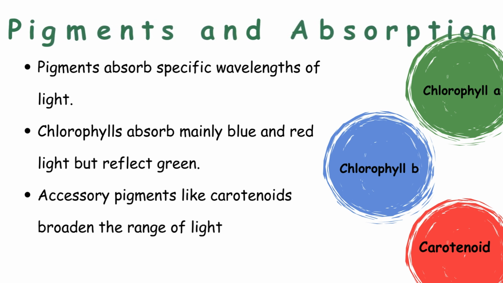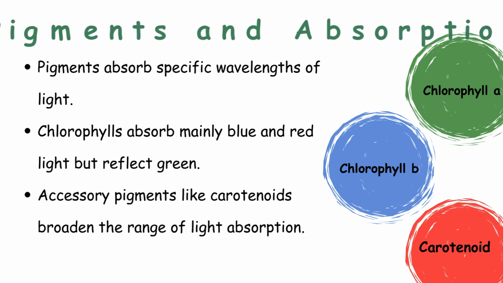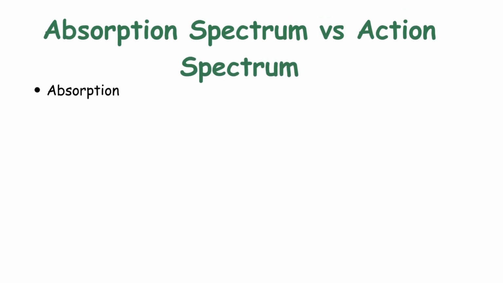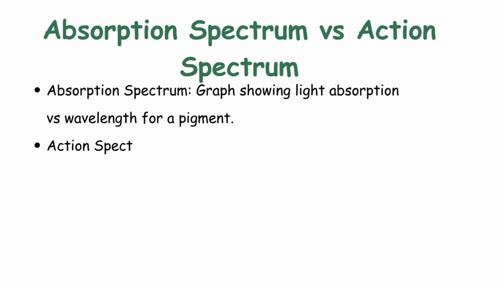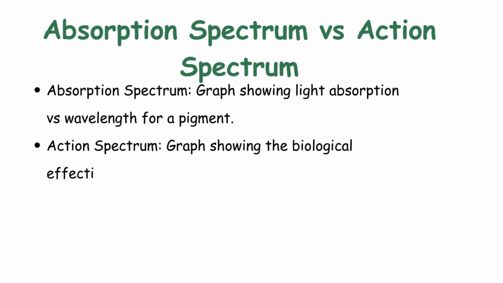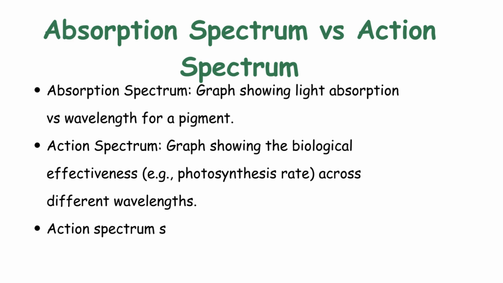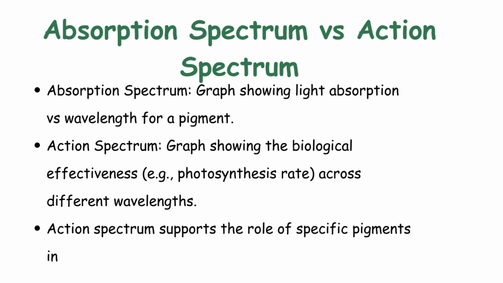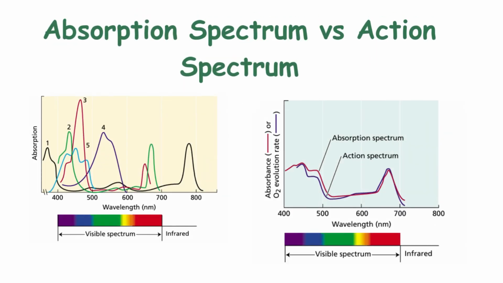To understand how well pigments absorb light, scientists use an absorption spectrum. This graph shows how much light a pigment absorbs across different wavelengths. But to see how effective each wavelength is in actually driving photosynthesis, we look at an action spectrum. It maps the rate of photosynthesis under different light wavelengths. Interestingly, the peaks of both spectra align, proof that chlorophyll and its friends are the key players in capturing light for photosynthesis. But absorbing light isn't enough.